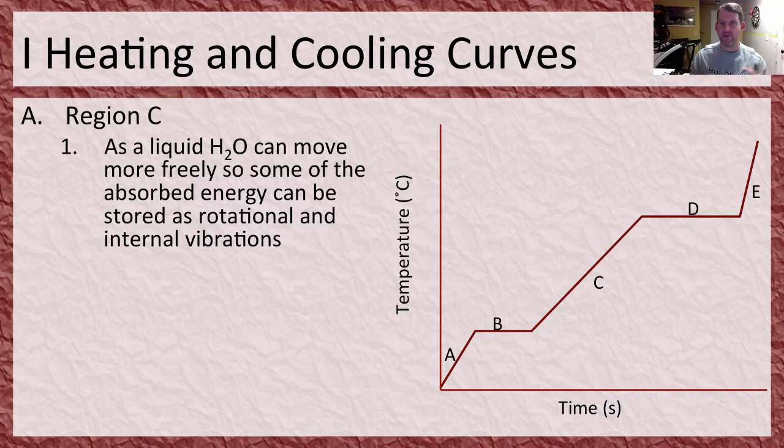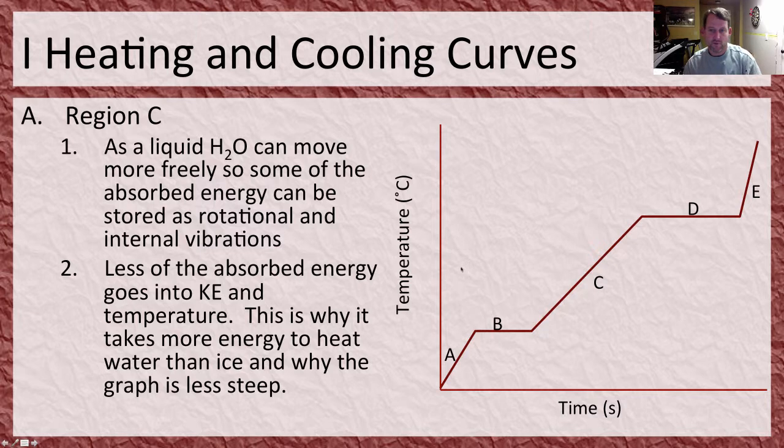So even more of the energy we put in is going into non-temperature based energies, non-kinetic energy. Less of our heat is going into kinetic energy, more of it's going into these other forms like internal vibrations and rotations, and also the stretching of the hydrogen bonds in the water. And that's why this is less steep here, because more energy is going into these other forms and less is going into kinetic energy. So it's harder to heat water. It requires more energy to change the temperature of water than it does ice, and that's why.